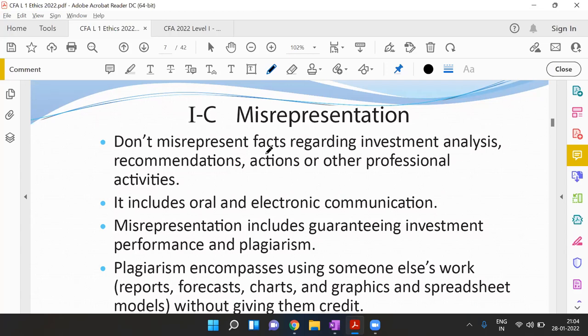Then you will say, sir, uska proof kya hai? Everything is circumstantial evidence, right? Now what do you mean by circumstantial evidence?